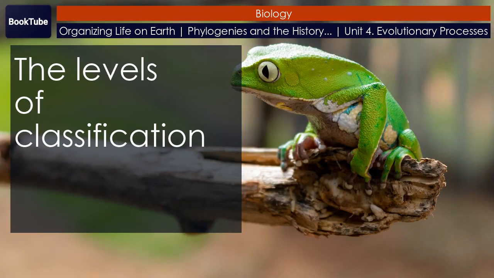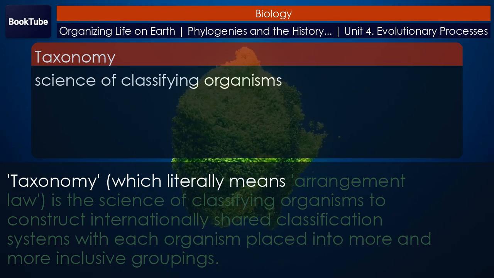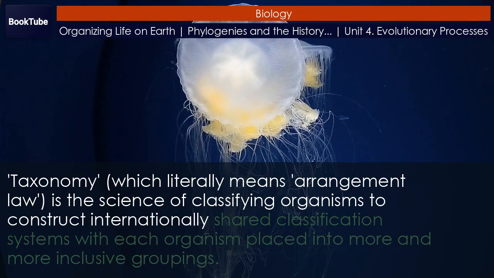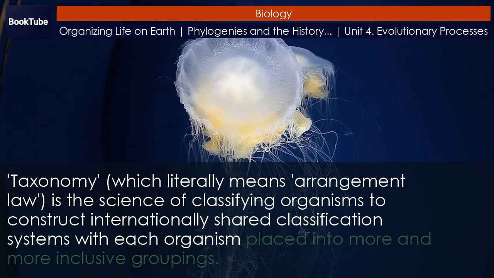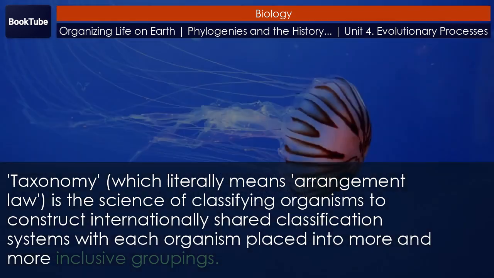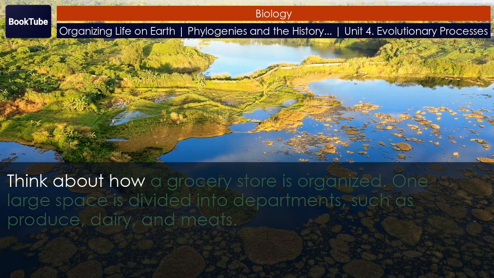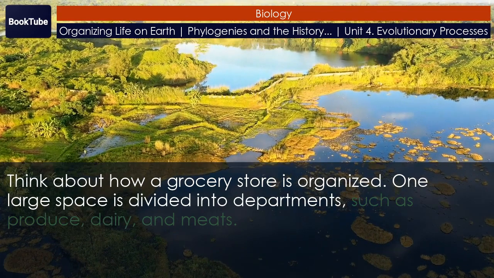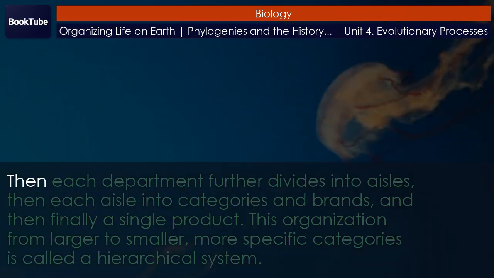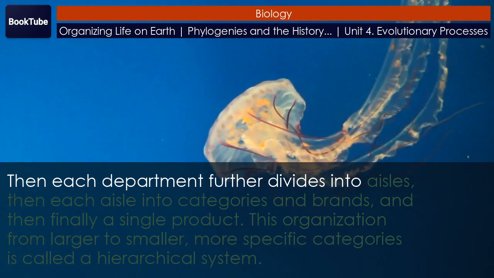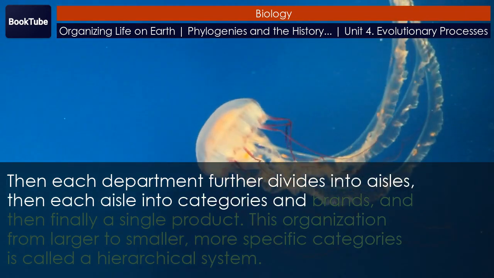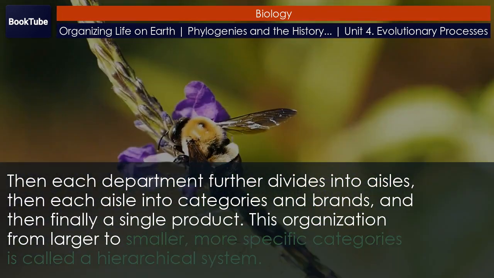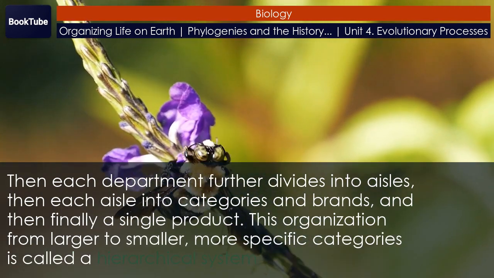The levels of classification. Taxonomy, which literally means arrangement law, is the science of classifying organisms to construct internationally shared classification systems, with each organism placed into more and more inclusive groupings. Think about how a grocery store is organized. One large space is divided into departments, such as produce, dairy, and meats. Then each department further divides into aisles, then each aisle into categories and brands, and then finally a single product. This organization from larger to smaller, more specific categories is called a hierarchical system.